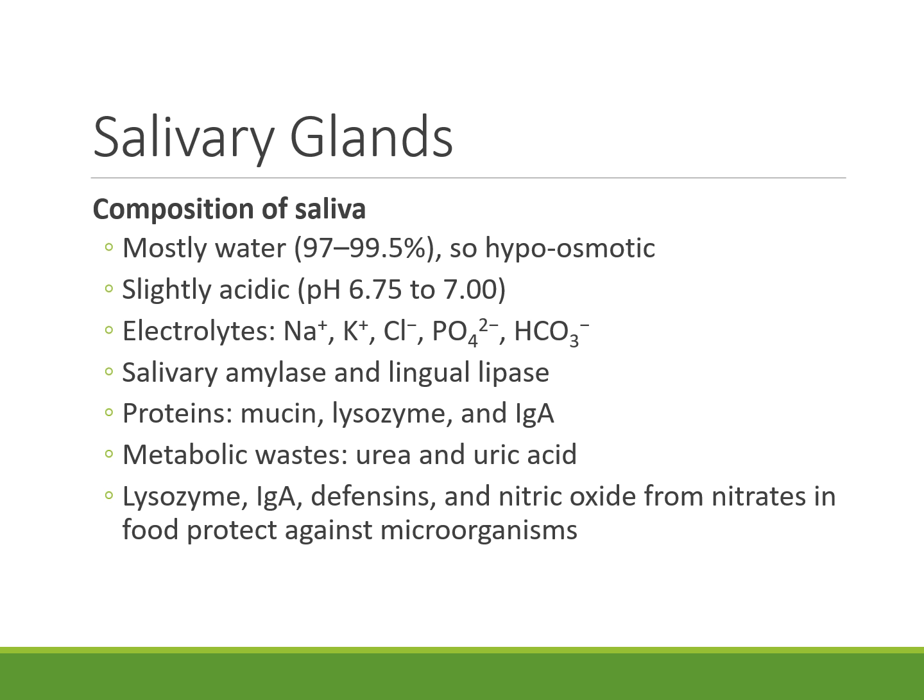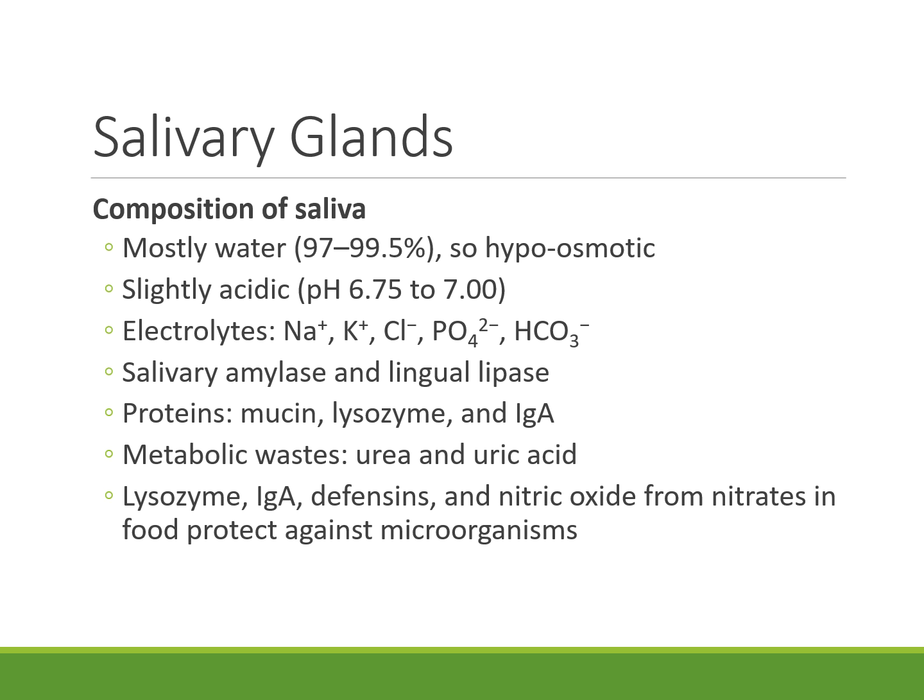So what is the composition of saliva? It's mostly water, 97 to 99.5%. It is hypoosmotic. It is slightly acidic with a pH between 6.75 and 7. It has electrolytes in it, sodium ions, potassium ions, chloride, so on, bicarbonate. Salivary amylase, I mentioned that already.